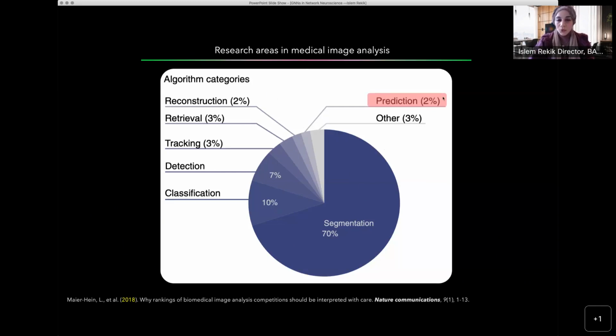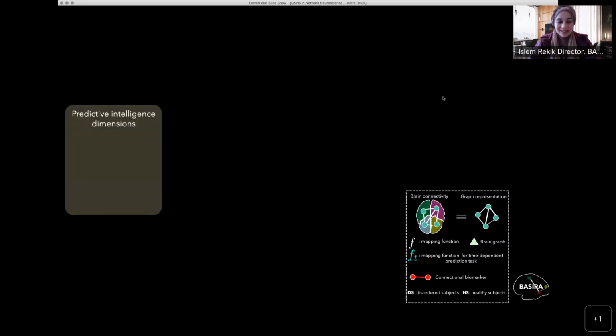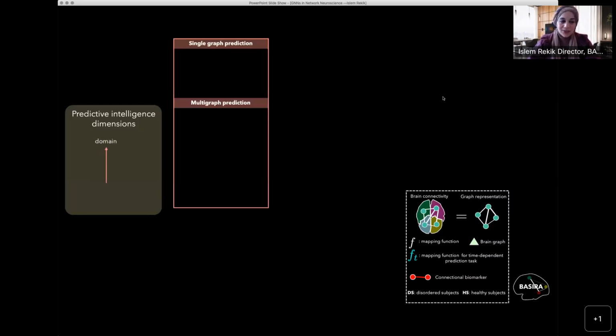And this was one of the motivations that pushed us into exploring this direction. So let's talk a little bit about this predictive learning or predictive intelligence across different dimensions. The three axes I've talked about.